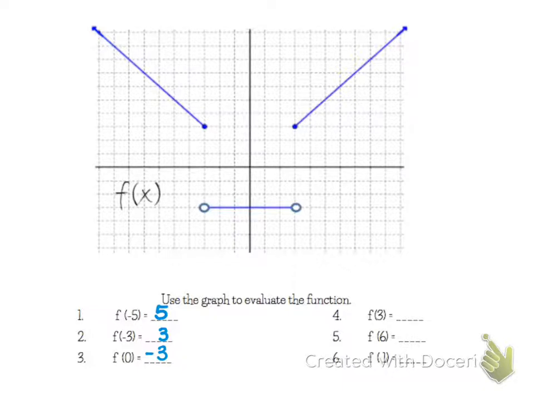All right, so the answers to the last 3: the value of y when x is equal to 3 is 3, the value of y when x is equal to 6 is 6, and the value of y when x is equal to 1 is -3. So that's fairly simple.